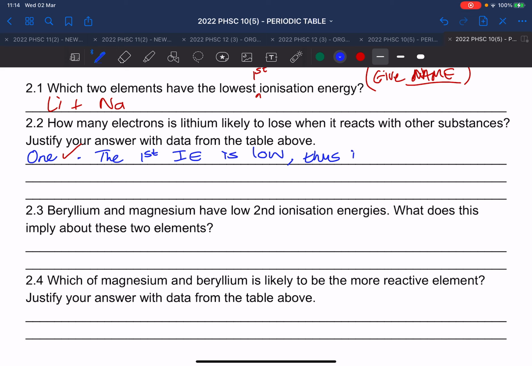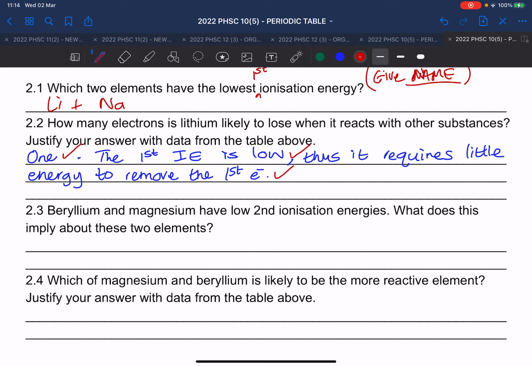Thus, it requires or it needs little energy to remove the first electron. Okay, so for that you get 2 more marks. You say what you read from the table, the first ionization energy is low, and then you interpret, you explain what that means. You say it requires very little energy to remove the first electron. You don't say, thus it's easy to remove the first electron. Easy is not a scientific word.